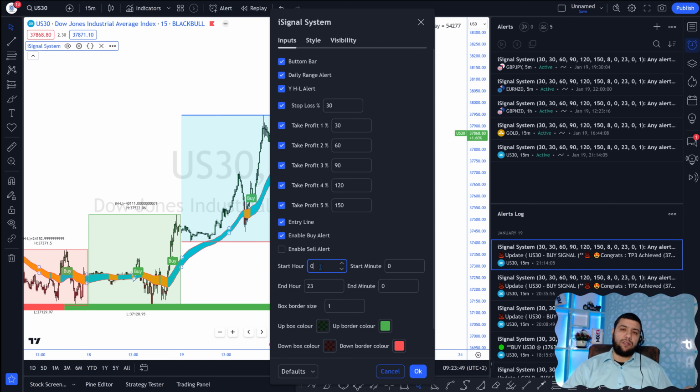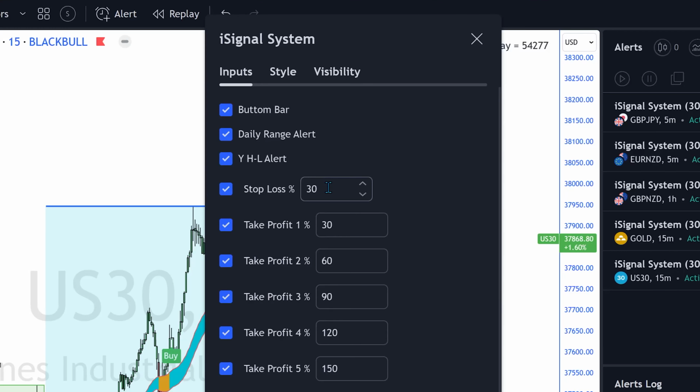I made it here kind of when London starts and when New York ends. So kind of the wake up time for me here. Okay. But let's say we're gonna make it 24 hours. Here's the stop loss. How much stop loss do you want? 30? If you want a bigger stop loss or less stop loss, you can change this. You can increase or decrease. It's recommended to keep it as is because this gives the best result.